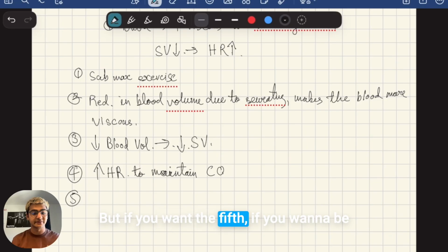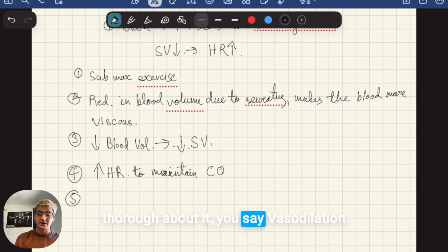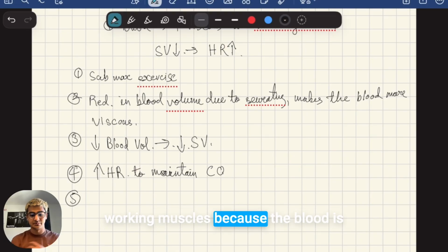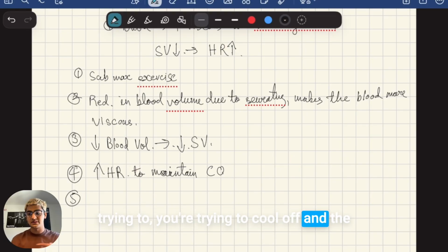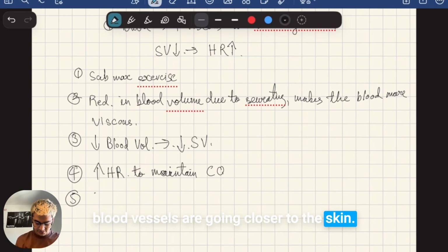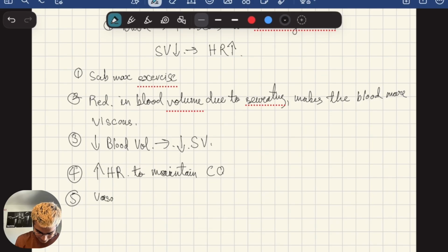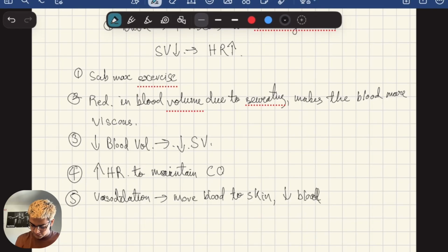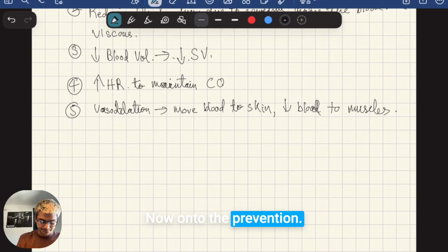Okay? One more thing is that you can add this, but obviously now we have 4 marks, that's more than enough. But if you want the 5th, if you want to be thorough about it, you say vasodilation also causes a reduction in blood flow to working muscles, because you're trying to cool off, and the blood vessels are going closer to the skin. So vasodilation, more blood to skin, less blood to muscles.